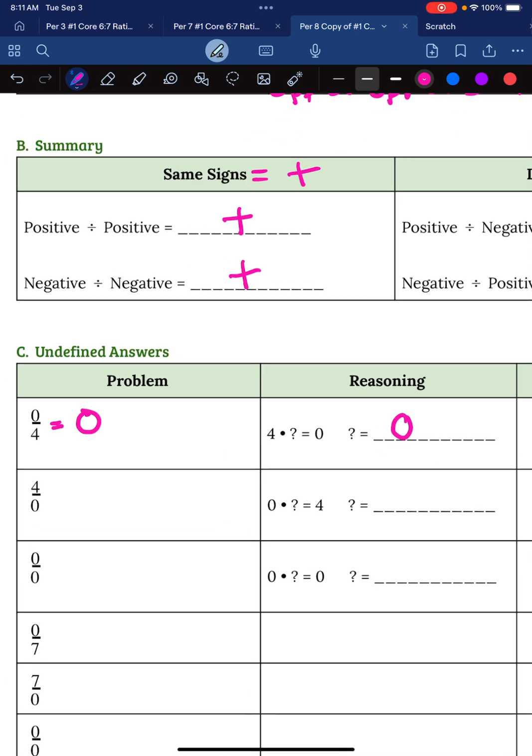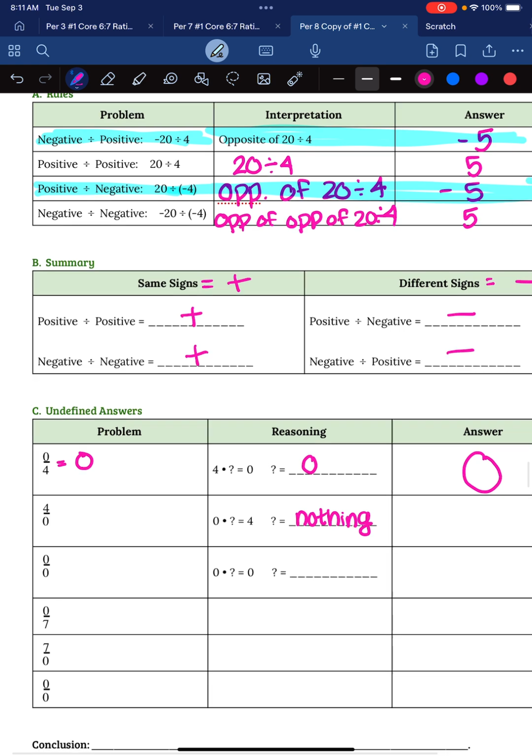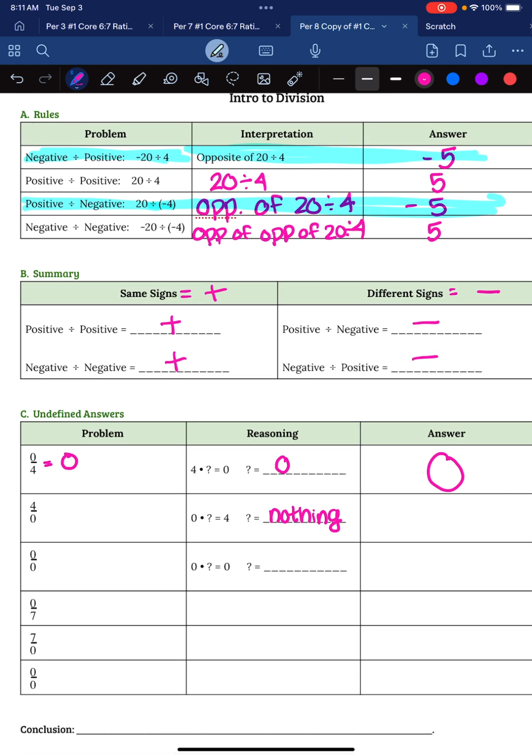4 divided by 0. We want to find out what times 0 equals 4. Pause and try to answer that. Okay, hopefully you've tried to answer that. There is nothing that you could put in that question mark to make it true. 0 times anything is 0. It can't be 4. It can't be any other number. So because there's no number in existence that answers that question, we say that the answer to that is undefined. There is no number defined that answers that question.